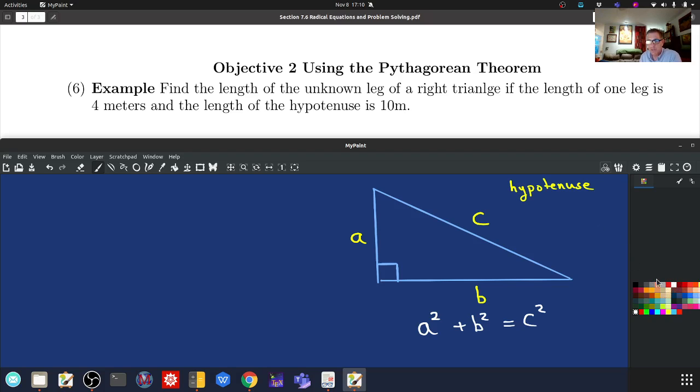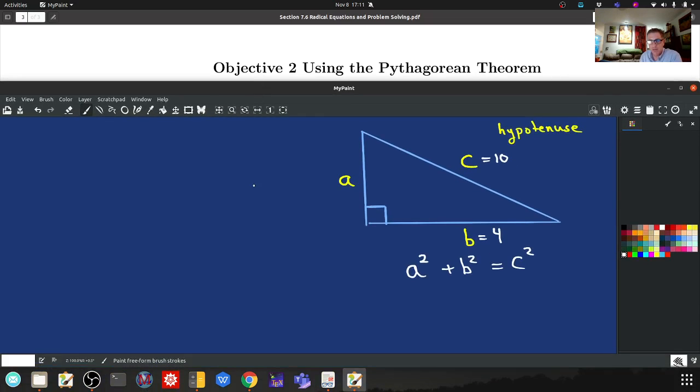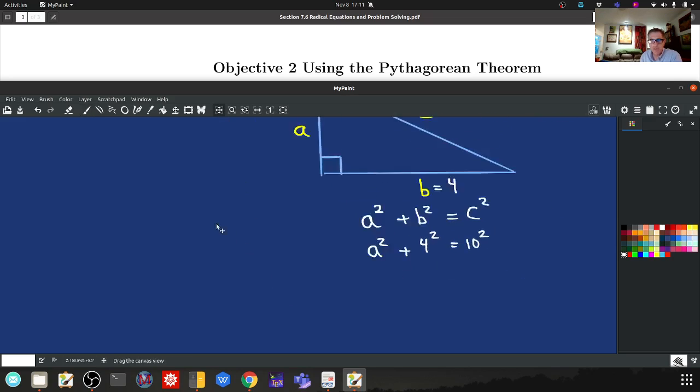So let's do this. The hypotenuse length is equal to 10. And I'm going to say our known leg is going to be B, so I'm going to say that's 4. And our unknown length is going to be A. You could relabel it as X if you wanted to. So that gives me A squared plus 4 squared equals 10 squared. So all we do now is we solve this equation.